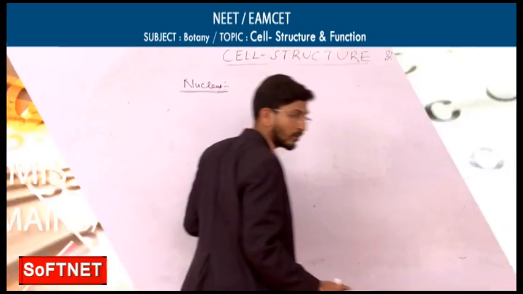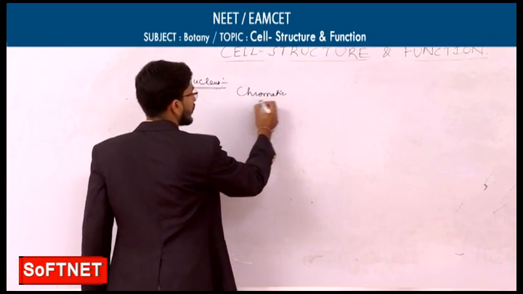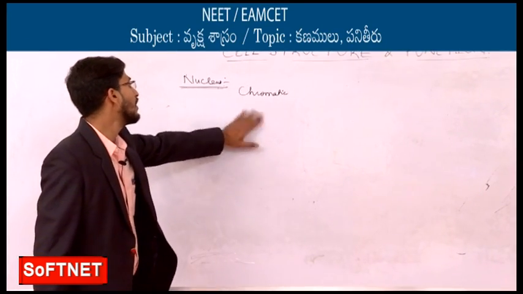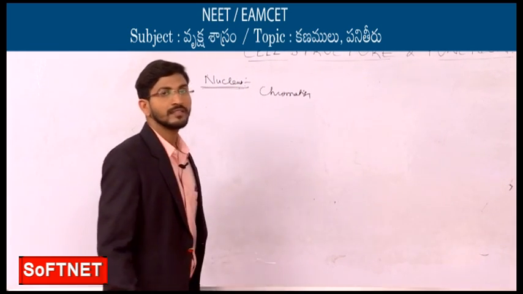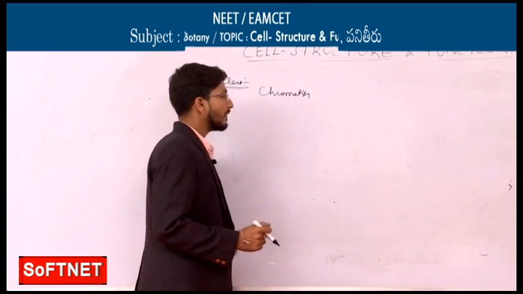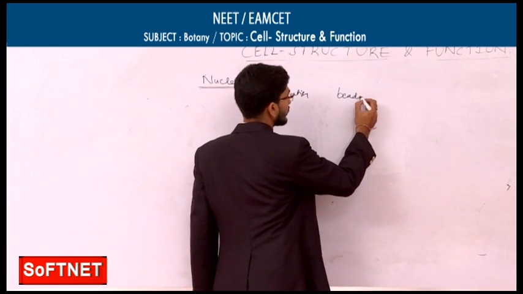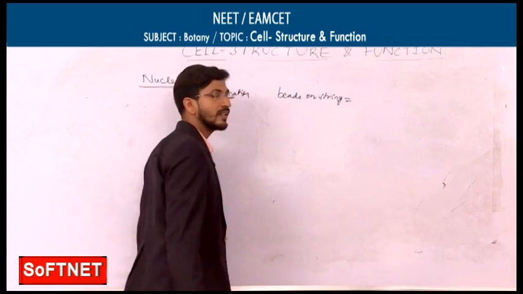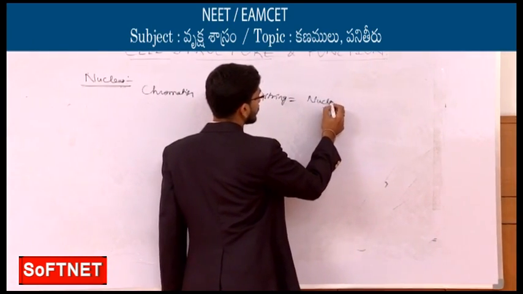Next, chromatin. The nucleus structures, all this we will discuss now. So what is chromatin? It is a long thread-like structure in a highly condensed form, which appears as beads on a string. These beads on string structures are known as nucleosomes.